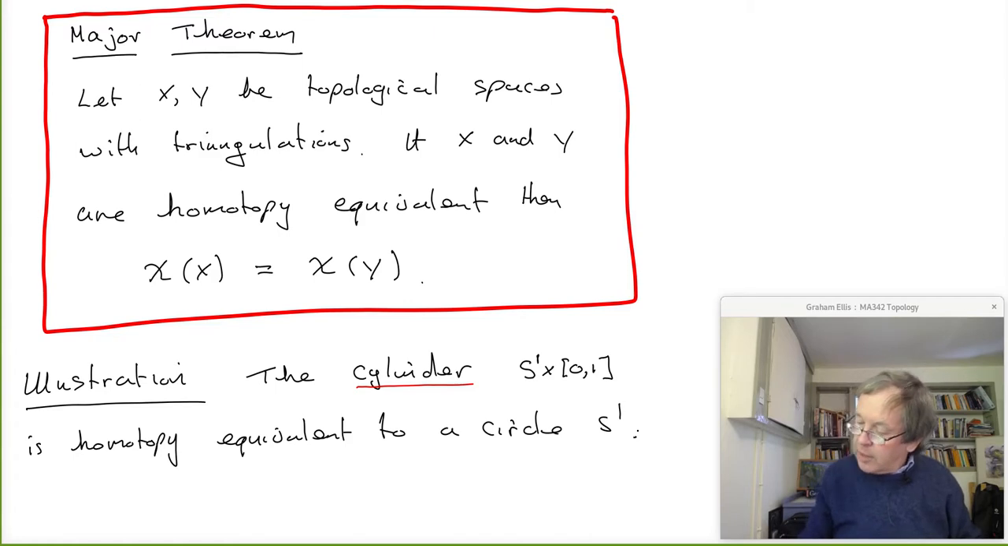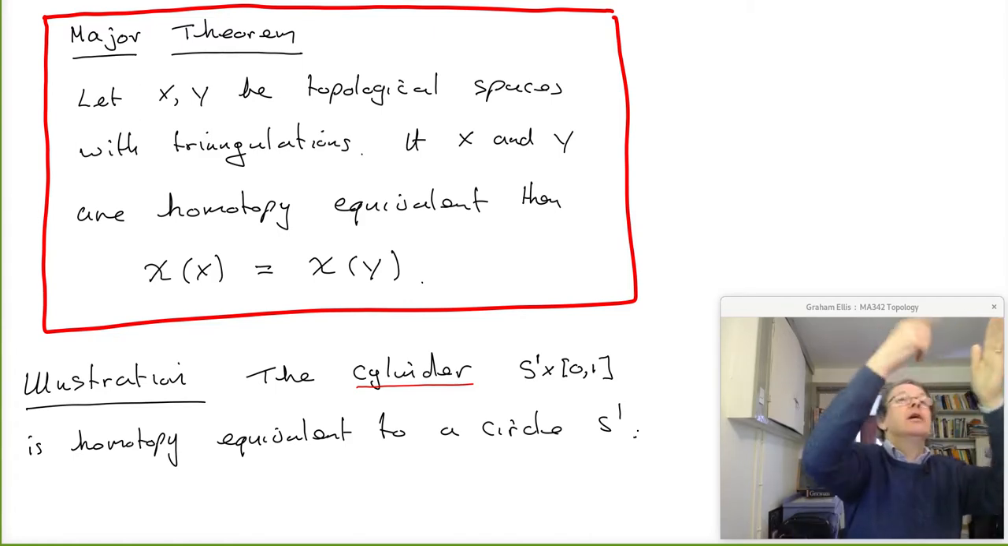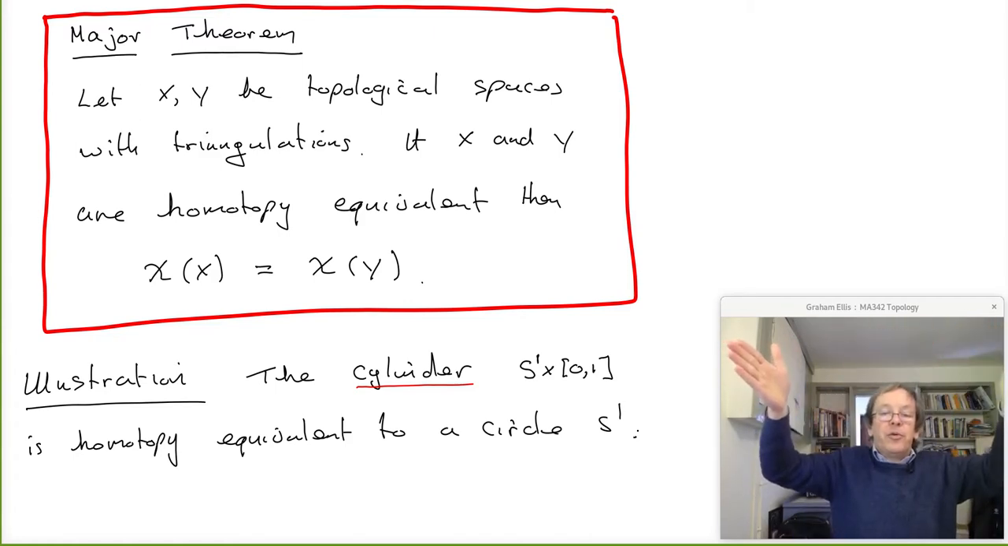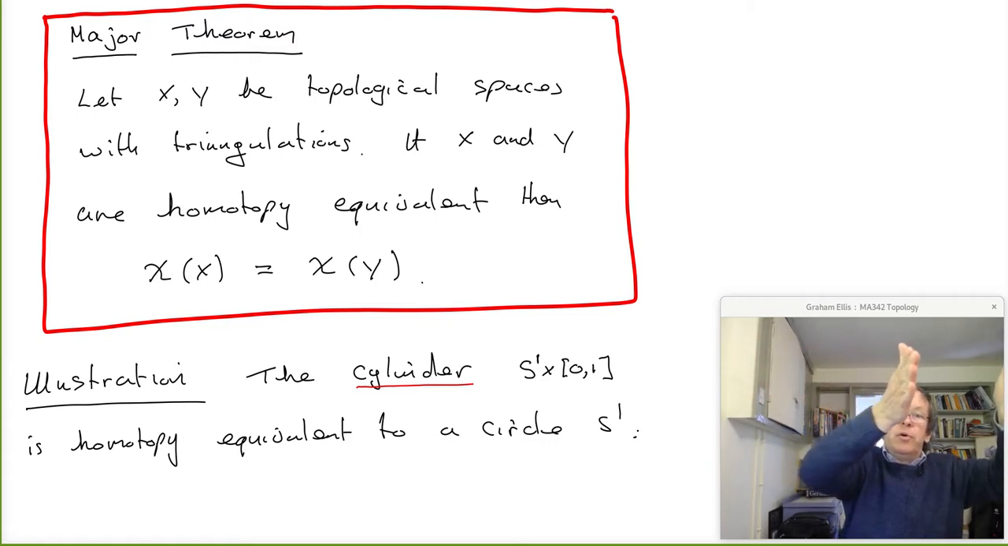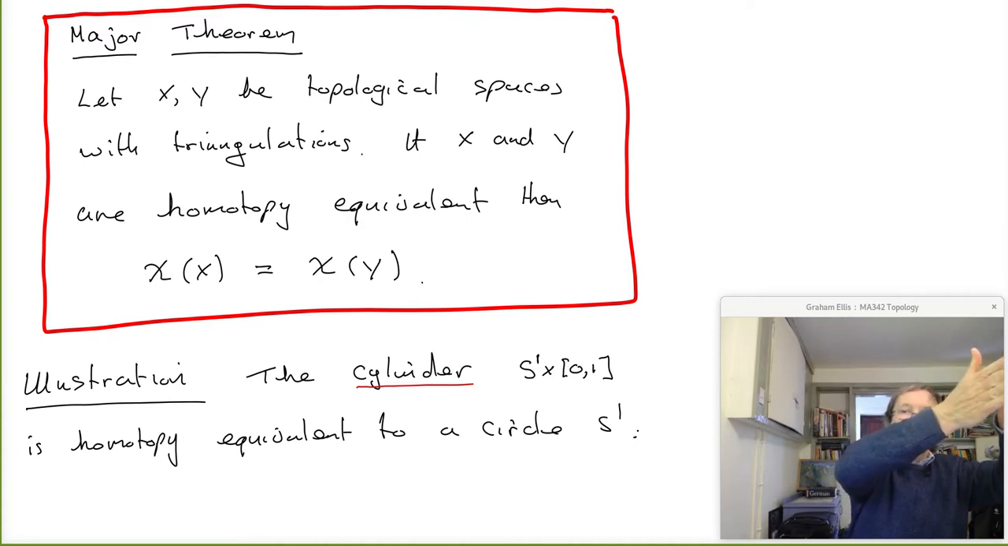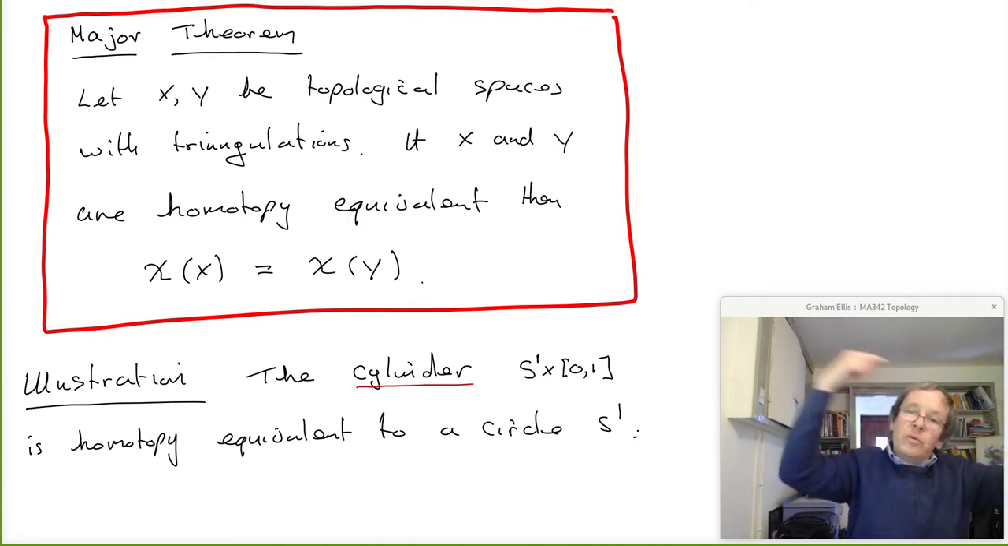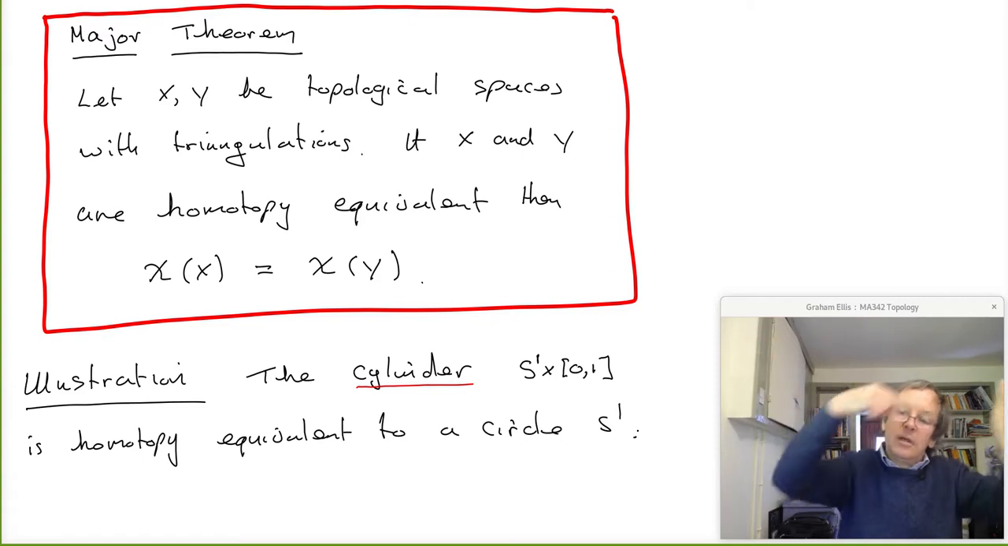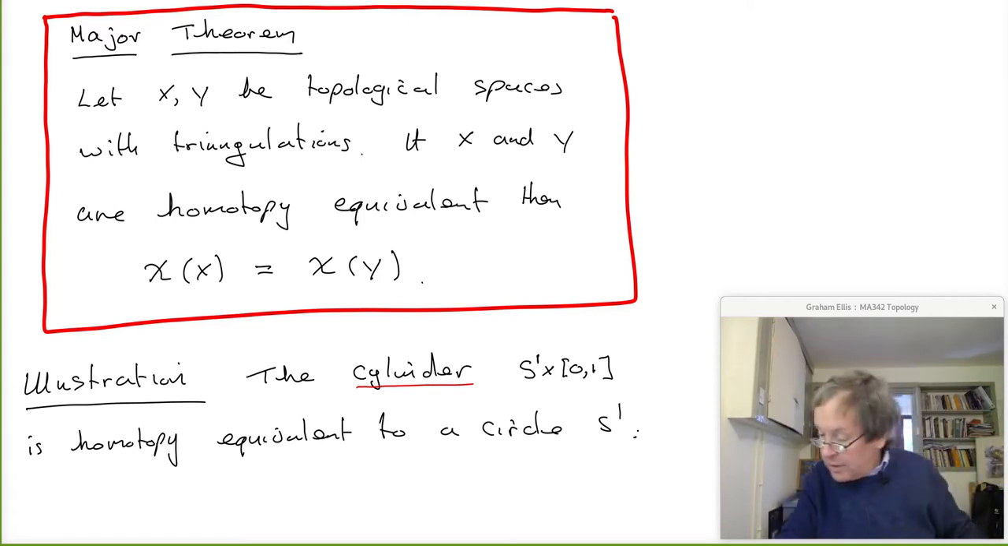Well, we can do the same thing here. If we take the cylinder, this is the proof. Why is the cylinder homotopy equivalent to the circle? Well, here's the proof. I take my cylinder and I just slide it bit by bit. Every point gets pushed along until I'm there at the circle. So there's a homotopy equivalence between the cylinder and the circle. You can write down the details if you want, but let's just accept it.